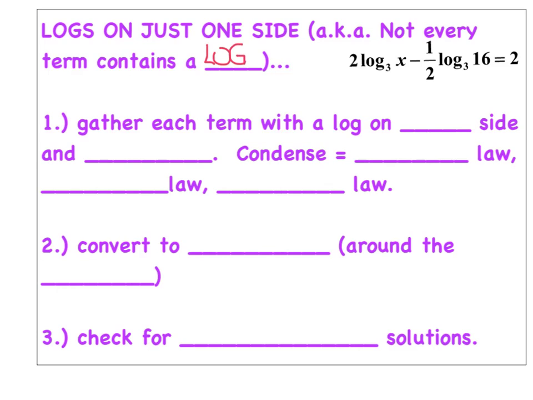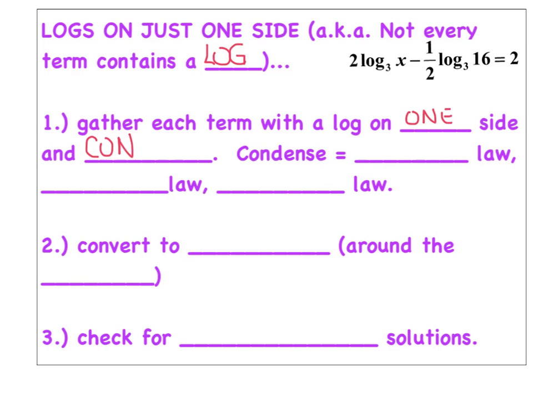A great example of that is the one I've imported over here in the black ink. The first term has a log, the second term has a log, but the third term over on the other side of the equation does not have a log. So really what we have is logs on just one side. How are we going to approach this type of problem? Well, the first thing we're going to do is gather each term with a log on one side, which in the example above has already been accomplished. And then we're going to condense.